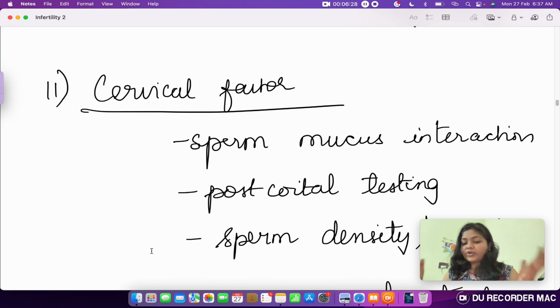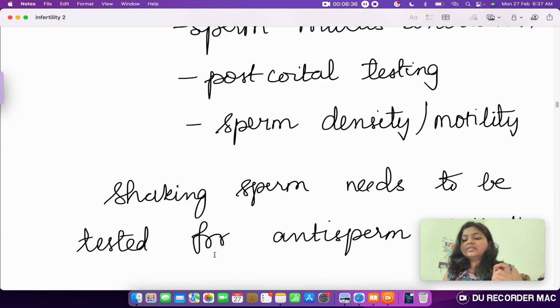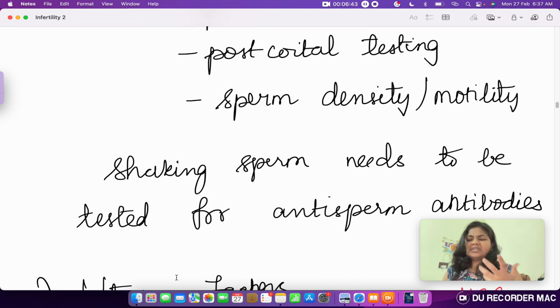If there is no motility and the sperms are found to be stagnant at one particular point, and we note a specific sign called the shaking sperm, then it means that the anti-sperm antibodies are present that prevent the motility of the sperm. So it needs testing, but nowadays these tests are also not done.